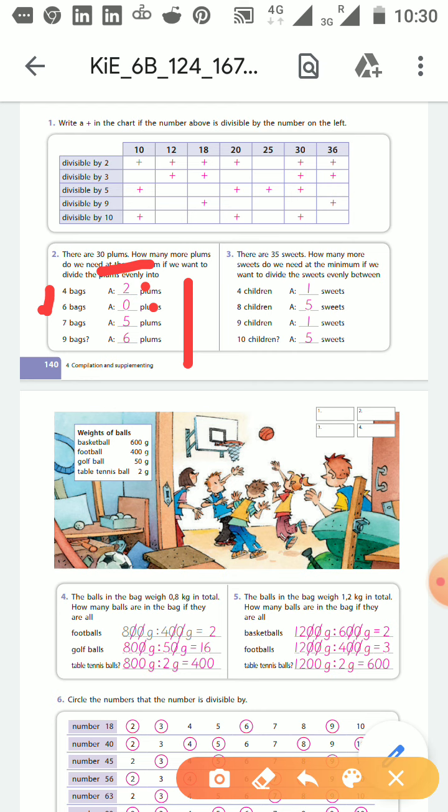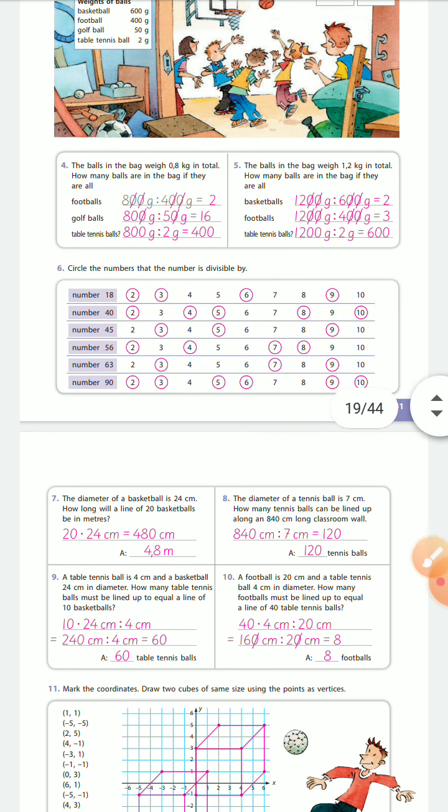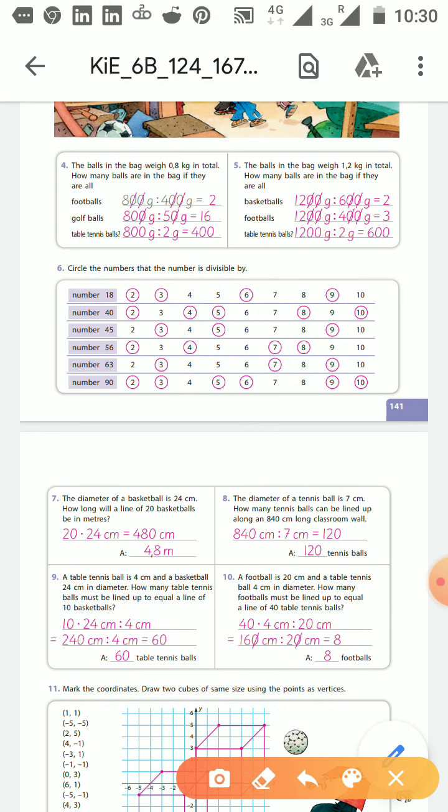If you had 7 bags, to divide that evenly, you'd need 35 plums to divide it. And then if you had 9 bags, you'd need 36 plums. And we're just writing in there the number of the extra plums that you need over 30, really, in those 2 examples. The next bit is the balls in the bag weigh 0.8 kilograms in total. How many are there? So you've got footballs here. 800 grams is the same as 0.8. Okay, and they each weigh 400 grams, the football, so it would be 2 on there.